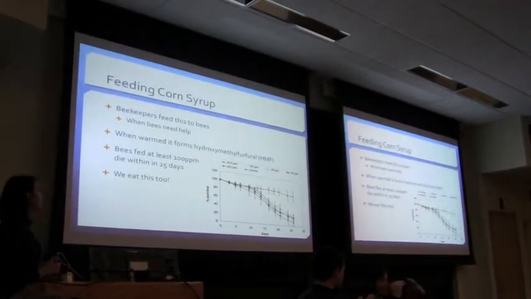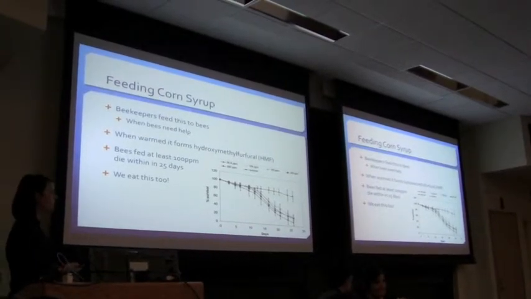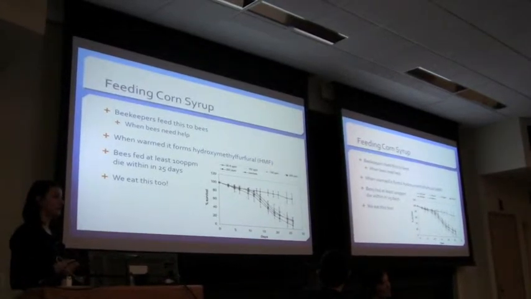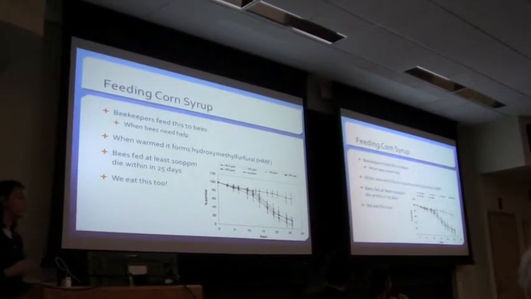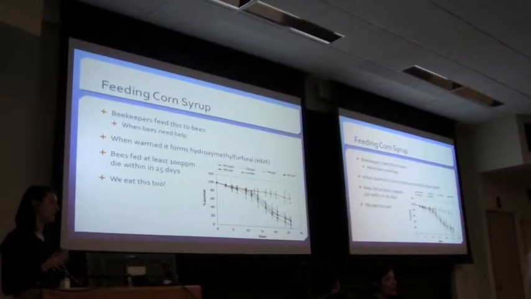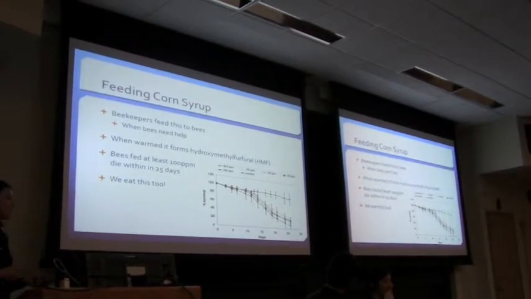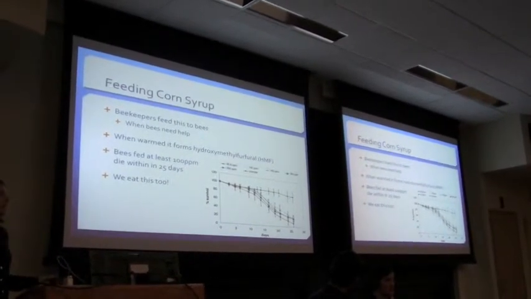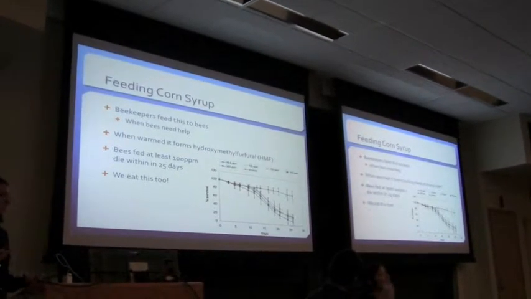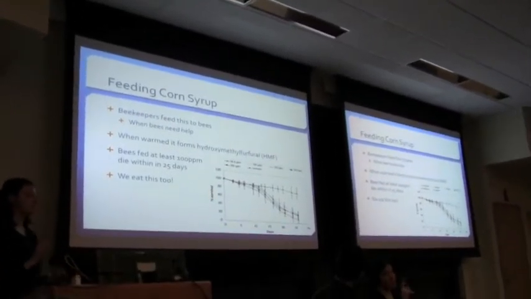Another big thing is beekeepers feed corn syrup to the bees. They also feed them regular sugar, like table sugar, to help bees out, especially during winter, when there's not as many flowers for the bees to pollinate. This is really common, especially if you have industrial hives. There's only so many flowers, and in the winter you need to give it to them. So beekeepers have been doing this for years, and it's been fine.